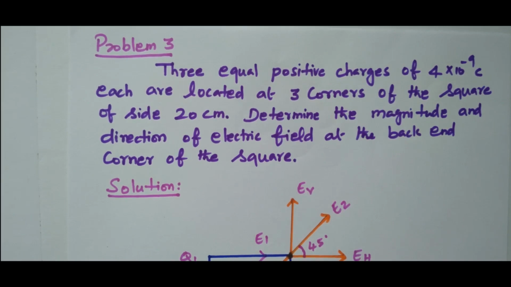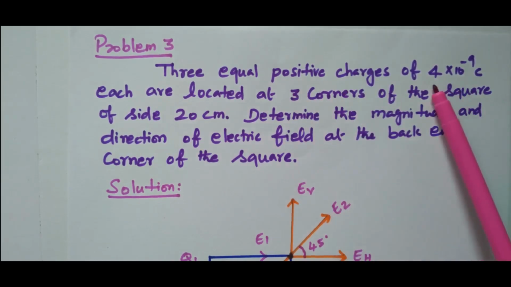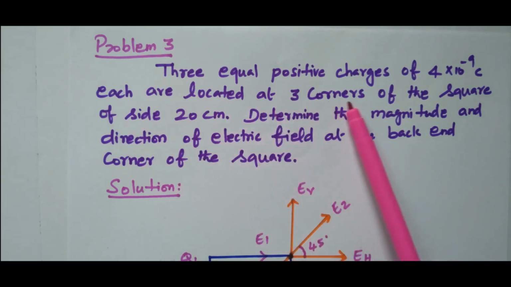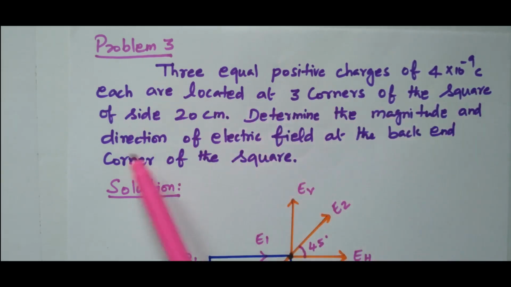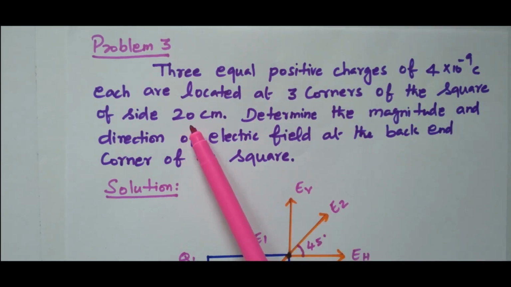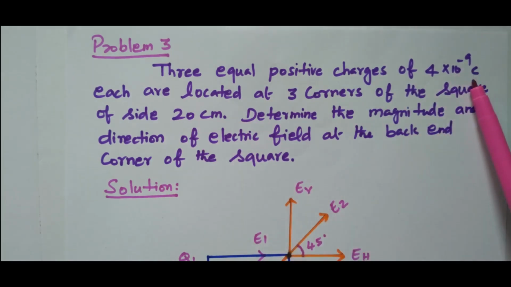Now we'll see the third problem. 3 equal positive charges. The value is 4 into 10 to the power minus 9. Each is located at 3 corners of a square of side 20 centimeter. One square is available with side 20 centimeter. At the 3 corners, this 4 into 10 to the power minus 9 Coulomb charge is placed. All 3 corners have equal value.